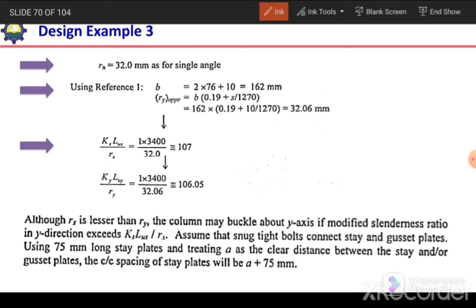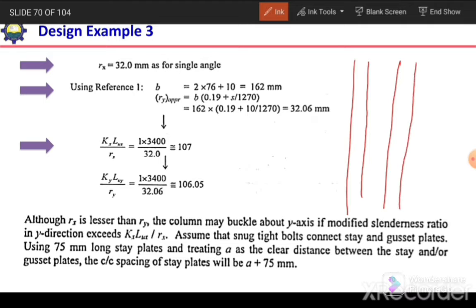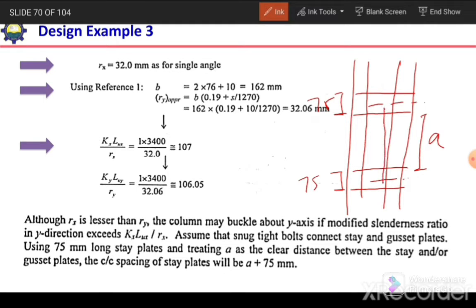So now we have these two slenderness ratios. Next we need to calculate the slenderness ratio of the individual member between the stay plates, but before that we need to decide the spacing of stay plates. So for example, we have the sections like this, angle section. One stay plate is over here and the other stay plate is over here, and we assume that the thickness or the width of this stay plate is 75 millimeter, here 75 millimeters. So the clear spacing between these two will be equal to a. We assume it is a, and the center to center spacing between these stay plates or tie plates will be equal to a plus 75.